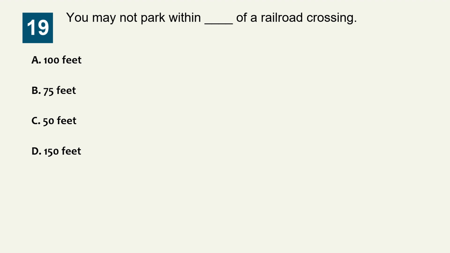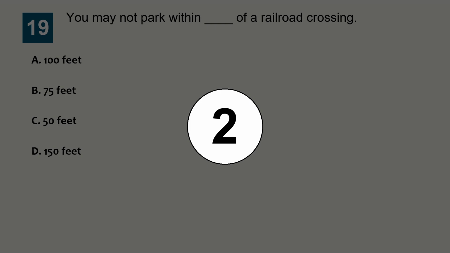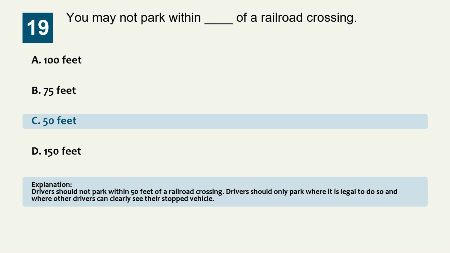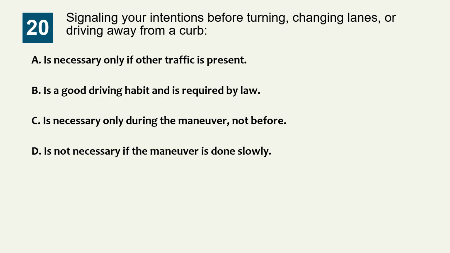Question 19. You may not park within blank of a railroad crossing. Option A. 100 feet. Option B. 75 feet. Option C. 50 feet. Option D. 150 feet. The correct answer is option C. 50 feet. Explanation. Drivers should not park within 50 feet of a railroad crossing. Drivers should only park where it is legal to do so and where other drivers can clearly see their stopped vehicle.